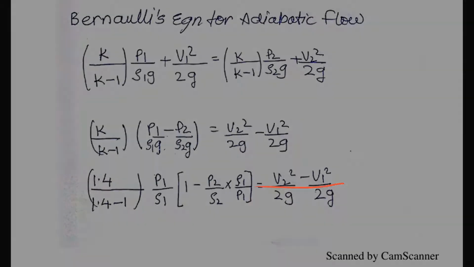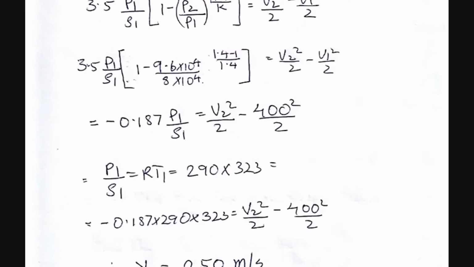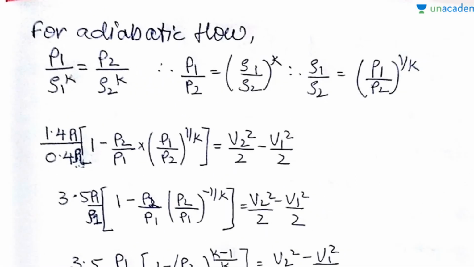So over here we see that there is the rho 1 divided by rho 2. So what we'll do is that we know the general relation for an adiabatic flow that the P1 divided by the rho 1 to the power of k will be equal to P2 divided by the rho 2 to the power of k. So in this question, we have to find the value of the rho 1 divided by rho 2 so that we can substitute them.